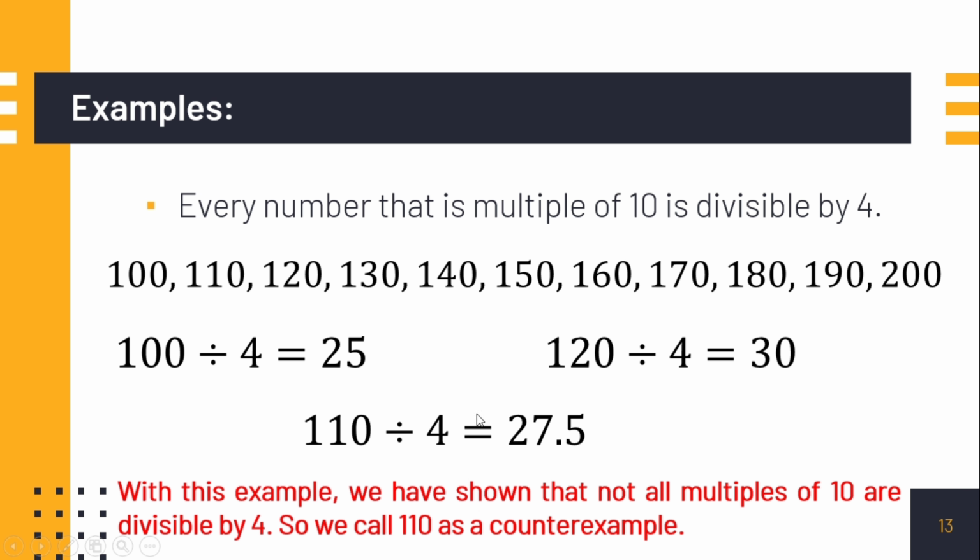Again, at least one number where the statement becomes false is enough; that will be the counterexample. That is not the only one in the given. There are more, like for example 150. 150 is not divisible by 4, so that is also a counterexample of this given statement.